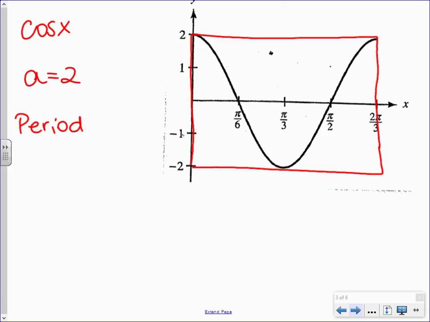So if our period is 2 pi over 3, then 2 pi divided by B needs to equal 2 pi over 3. That's how we calculate the period, 2 pi over B. Well, if 2 pi over B equals 2 pi over 3, what is B?